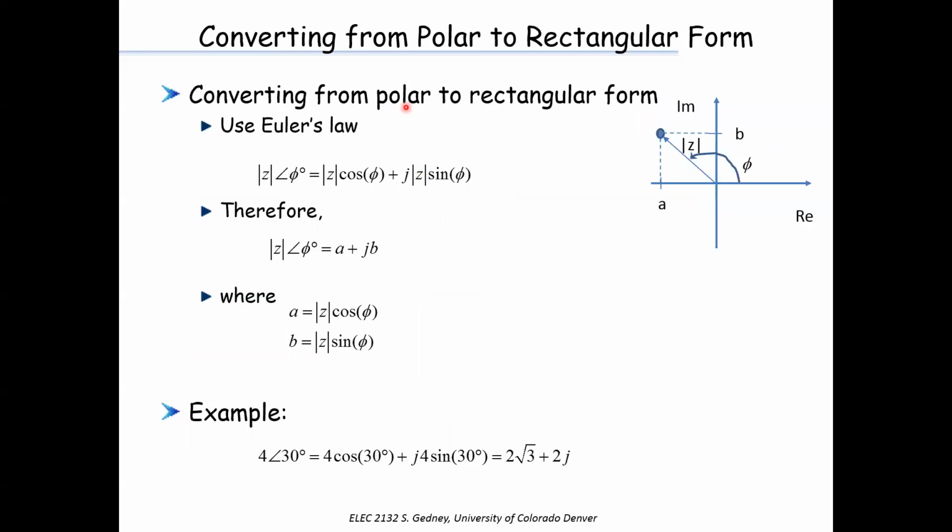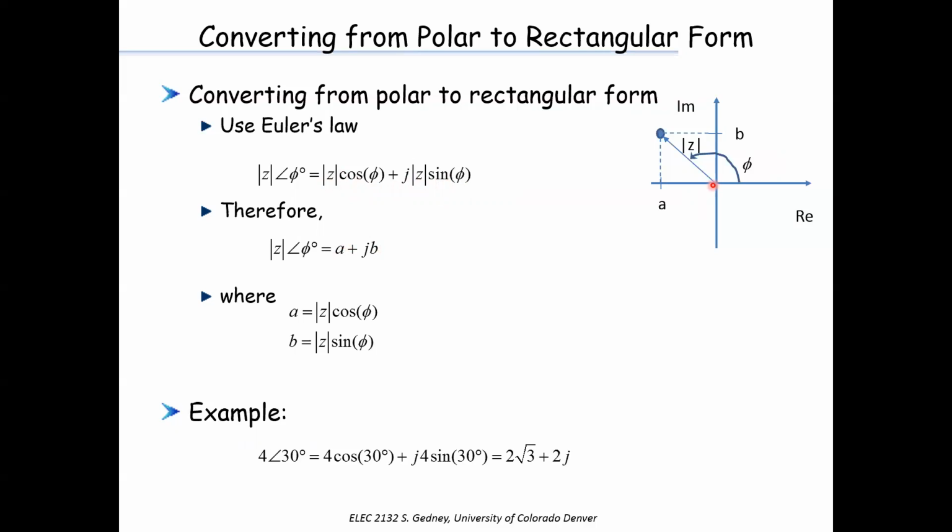Now to convert from polar back to rectangular, we can apply what's called Euler's law, which says that magnitude |z| e to the j phi, or |z| angle phi, is equal to the magnitude of z times the cosine of the angle phi, plus j times the magnitude of z times the sine of the angle phi. And so the magnitude of z times the cosine of the angle is my real part a. The magnitude of z times the sine of the angle gives my imaginary part b.